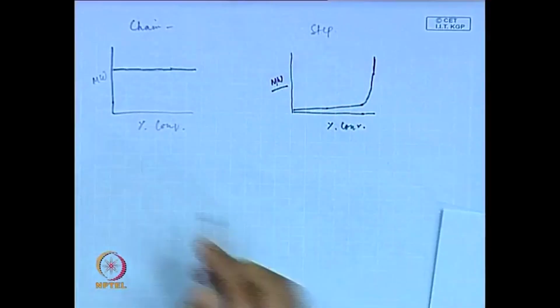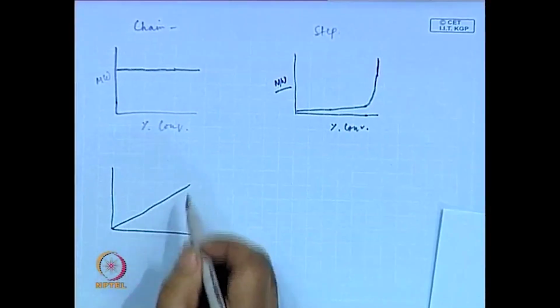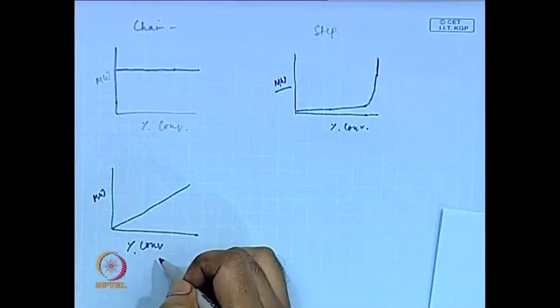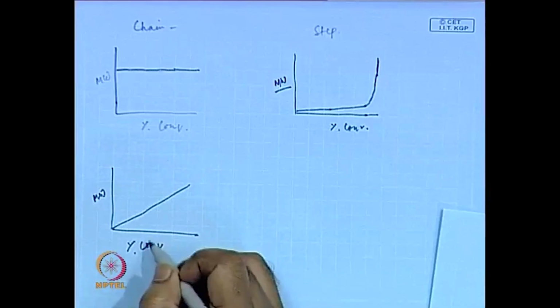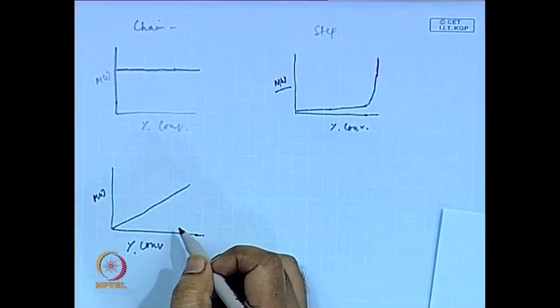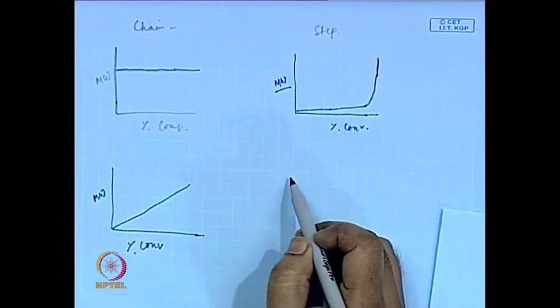Now, in some cases, the chain polymerization can give you a situation like this, where the molecular weight increases linearly with the conversion. It arises in a situation where the rate of initiation is faster compared to the rate of propagation, and also the reactions which were responsible for terminating a reactive chain were absent in this case.